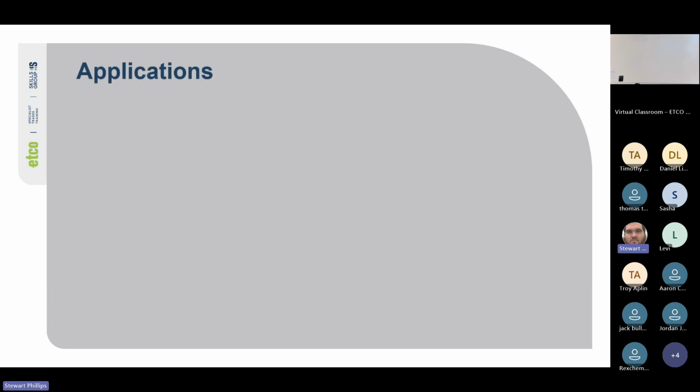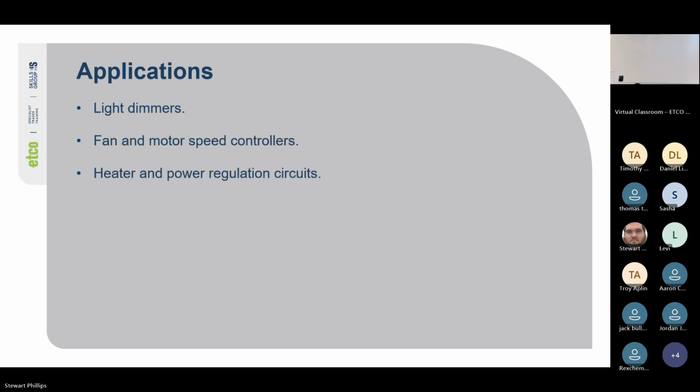Cool. So the applications for our triacs, well, obviously we've been talking about it, are light dimmers, because we're limiting the overall amount of the AC waveform that is being delivered to our LED lights. We can use them for fan and motor speed controllers, because again, we're limiting the amount of the AC waveform that is being transmitted to them. And we can use them for heater and some power regulation circuits as well.